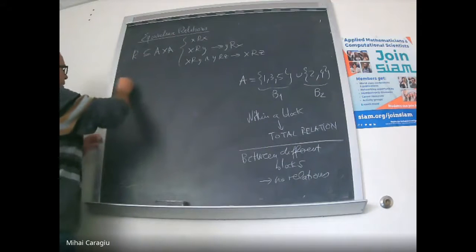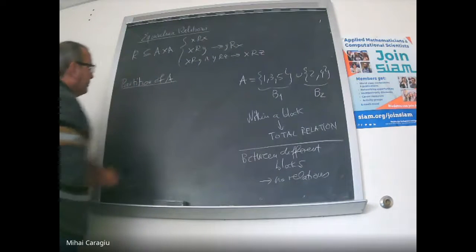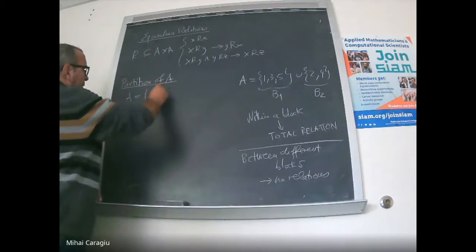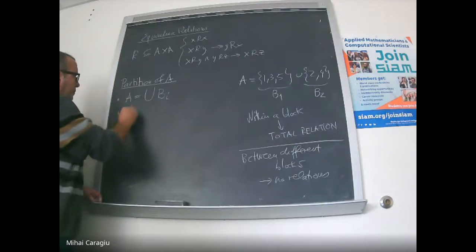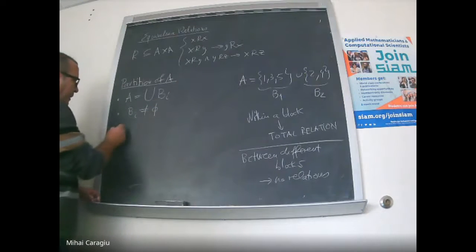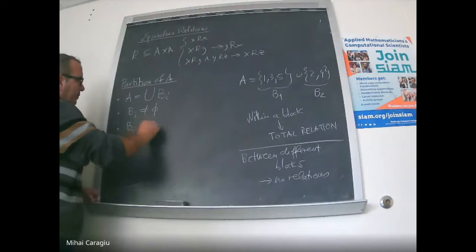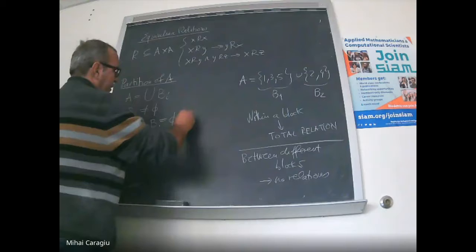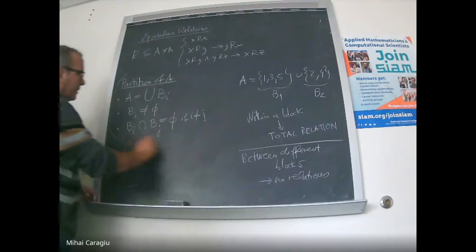That's a partition of A. It's a way of writing, so we have the formal definition: A is the union of blocks B sub I, right? Then, the B sub I are non-empty. And the third axiom of partitions is that B sub I, the block I, intersected with block J is empty as long as I is not equal to J. That's the definition of partitions.